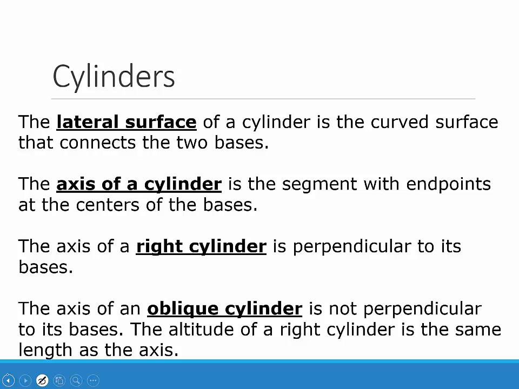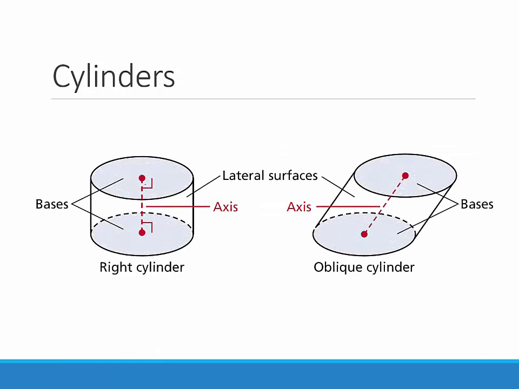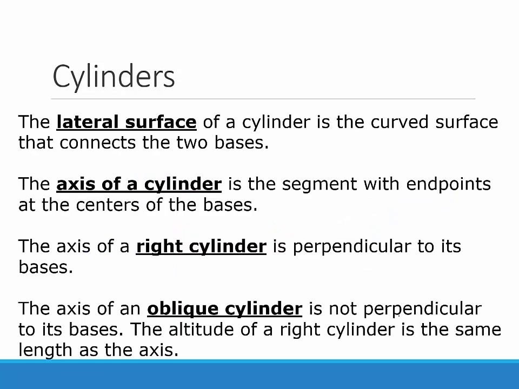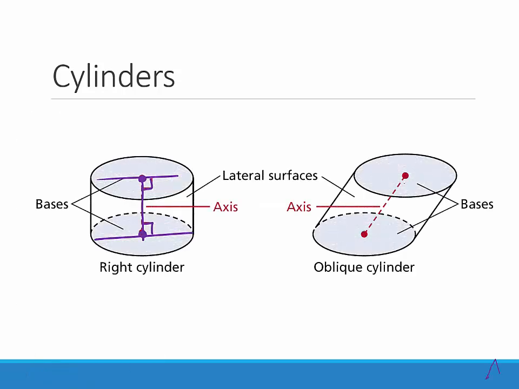The lateral surface of a cylinder is the curved surface that connects the two bases. The axis of a cylinder is the segment with endpoints at the centers of the bases. The axis of a right cylinder is perpendicular to its bases. So a right cylinder has an axis that goes straight up and down, perpendicular to these two bases. An oblique cylinder is not perpendicular, but its altitude is the same length as the axis. So this right here is obviously not perpendicular to anything, but that is the height.